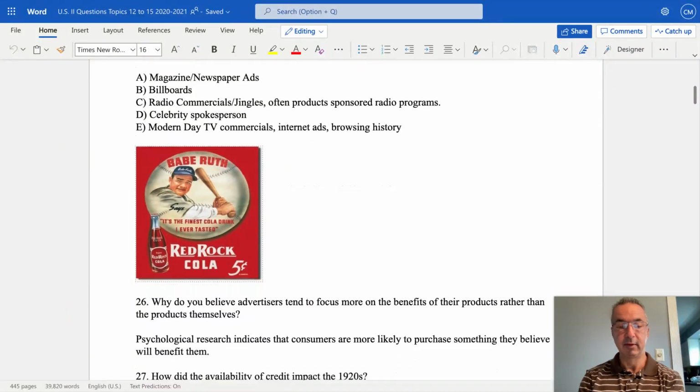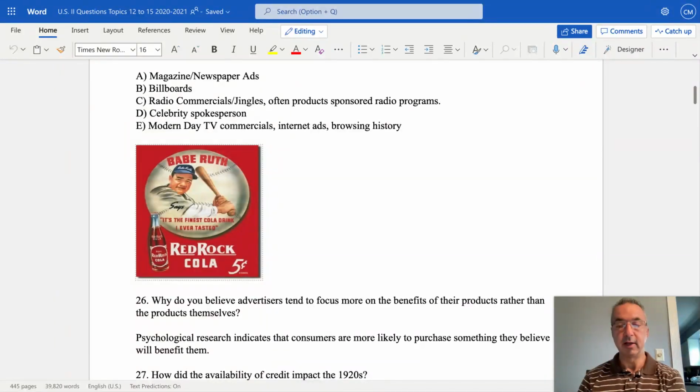26, why do you believe advertisers tend to focus more on the benefits of products rather than the products themselves? Well, what they're trying to do is kind of twist your arm to kind of get you to purchase something that they want to kind of convince you that you need. If you really believe you truly need something, you might be more likely to purchase it.